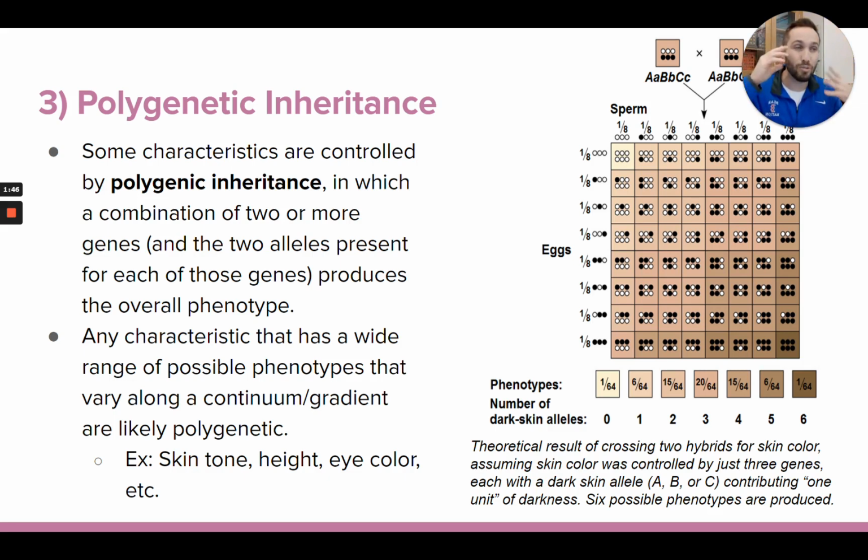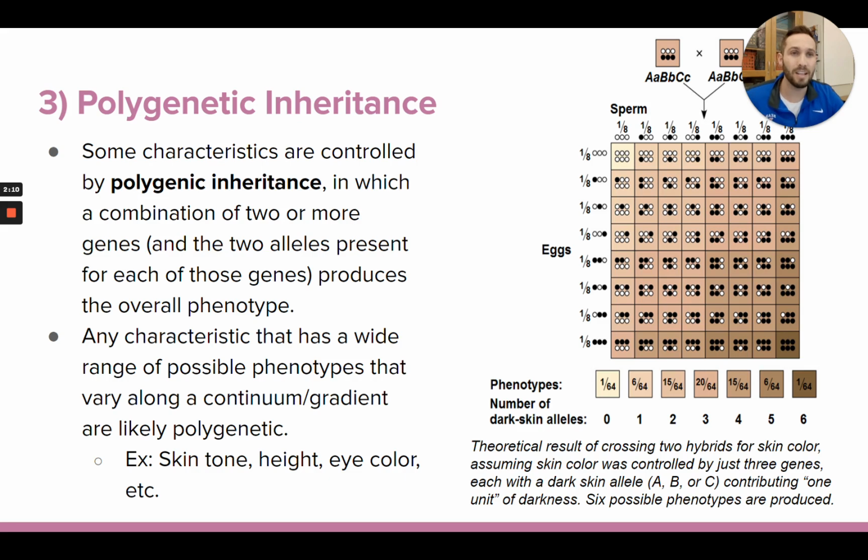Because if a trait is controlled by just one gene, and that one gene has two alleles, well, there's only so many phenotypes you could have. But if there are many phenotypes you could have for that trait, then it's definitely going to be because it's not just one gene controlling that phenotype, it's a combination of different genes, each with their own pairs of alleles controlling that trait.